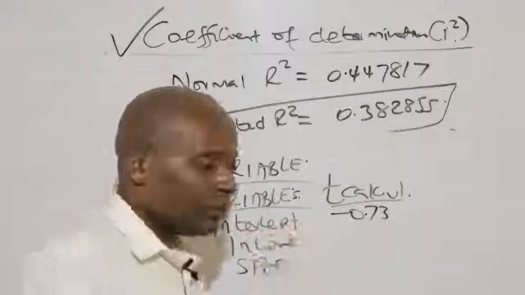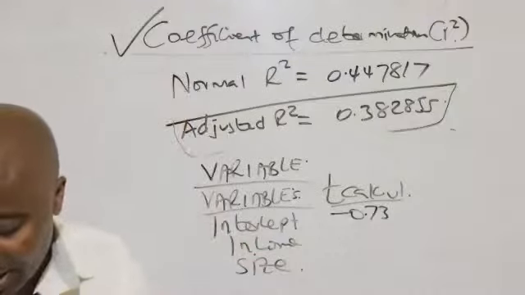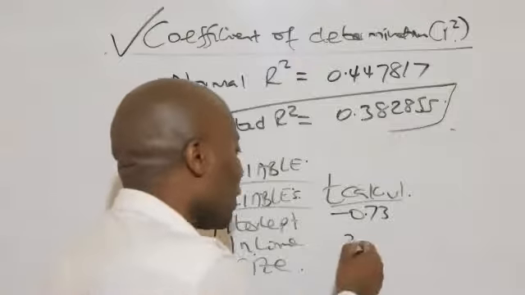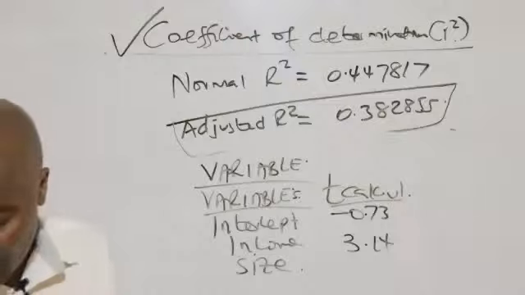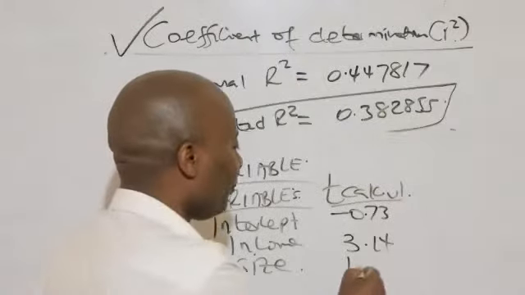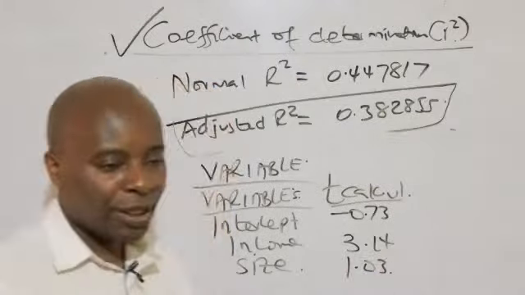How about income? The one of income, now you can copy the figures given there. The one of income, I can see 3.14. You can as well do it because the more you do it, the more you understand. So 3.14. The next one is 1.03.